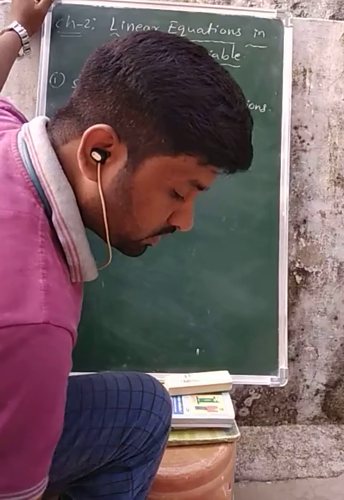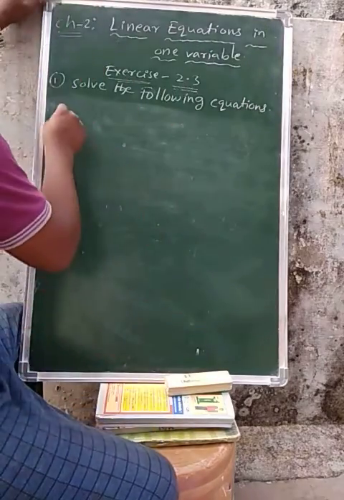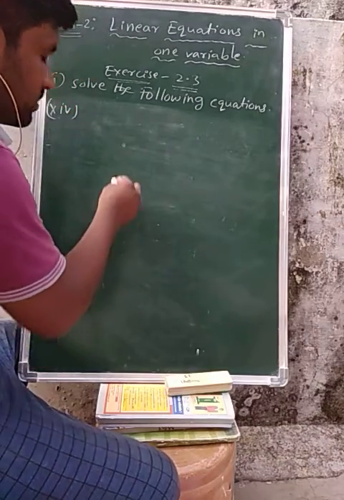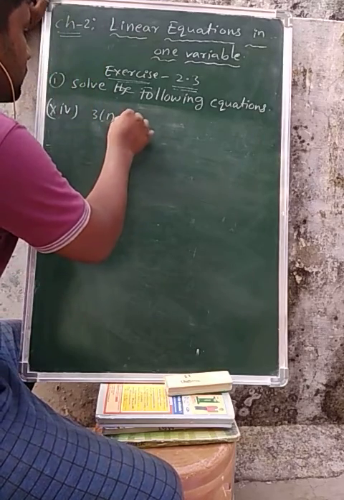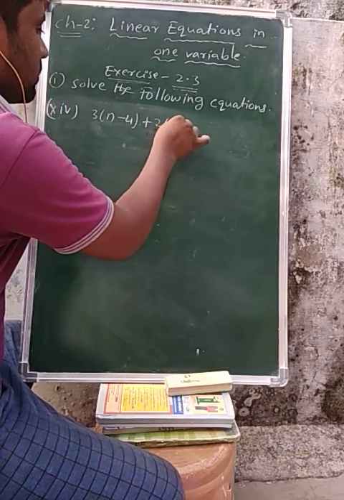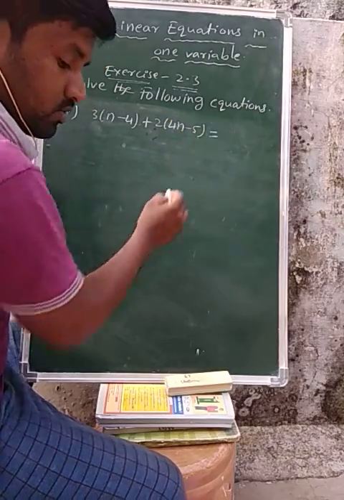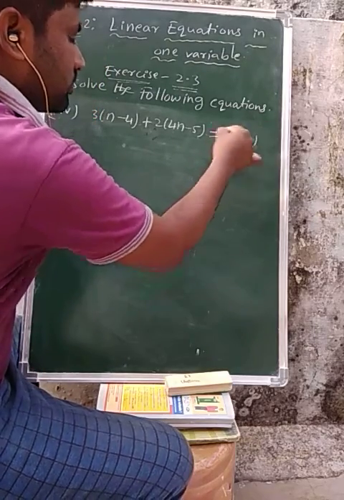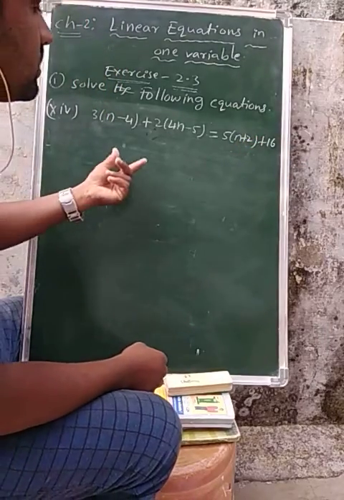That is question number 14. That is 3 of (n minus 4) plus 2 of (4n minus 5) is equal to 5 of (n plus 2) plus 16. Okay, so this is the given question.